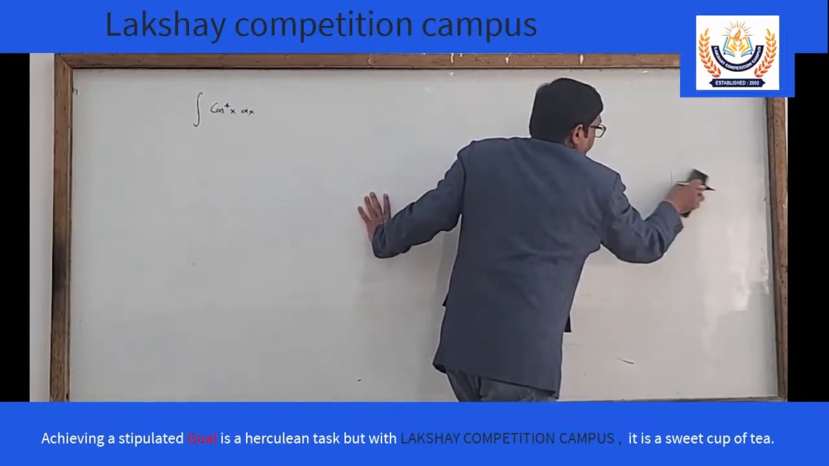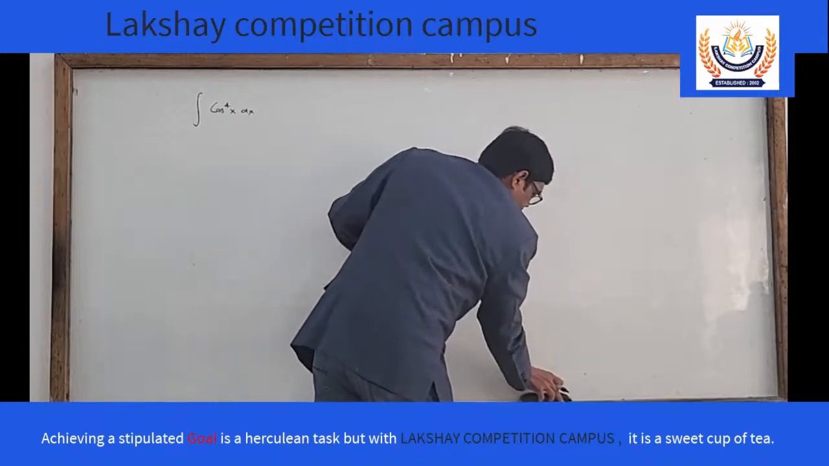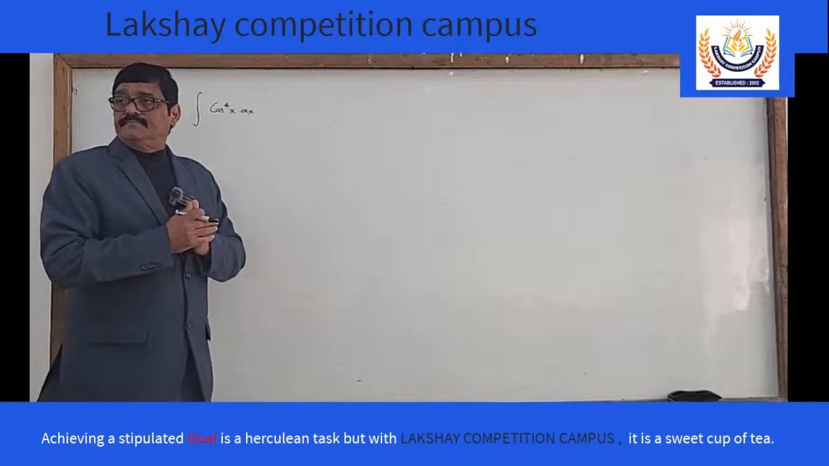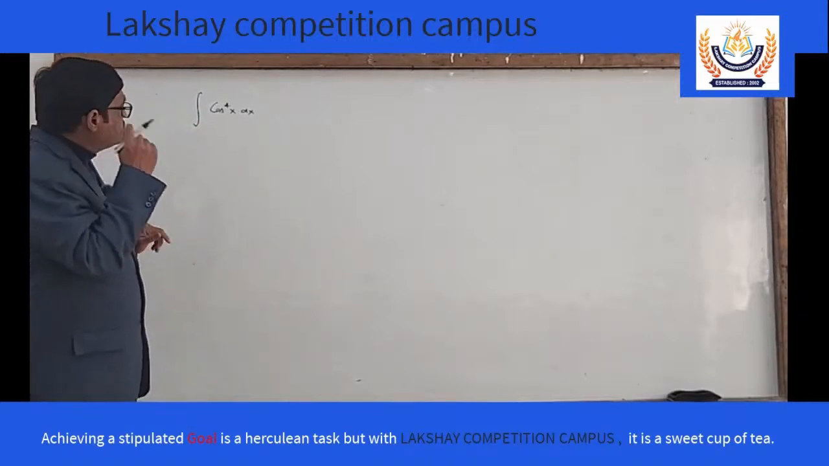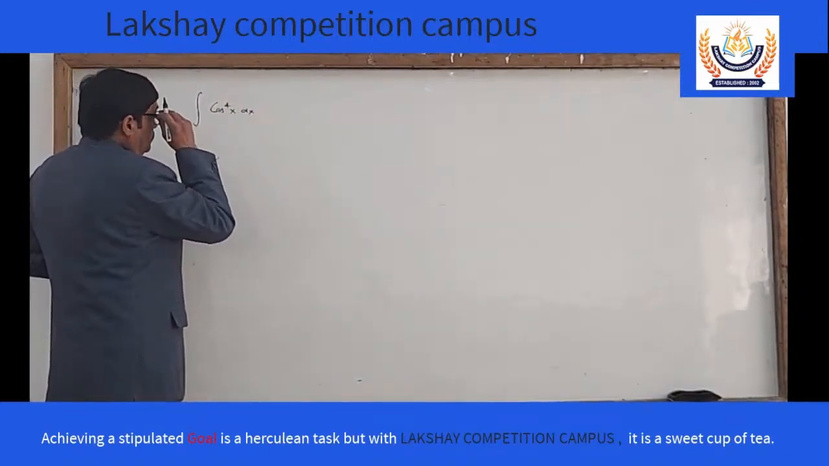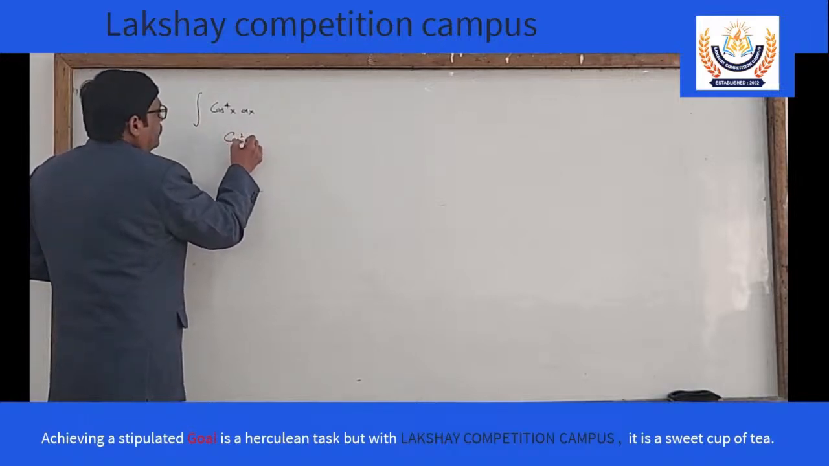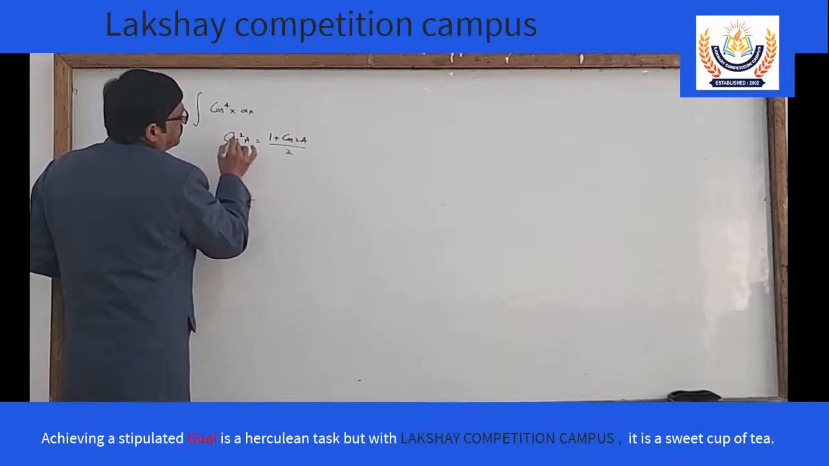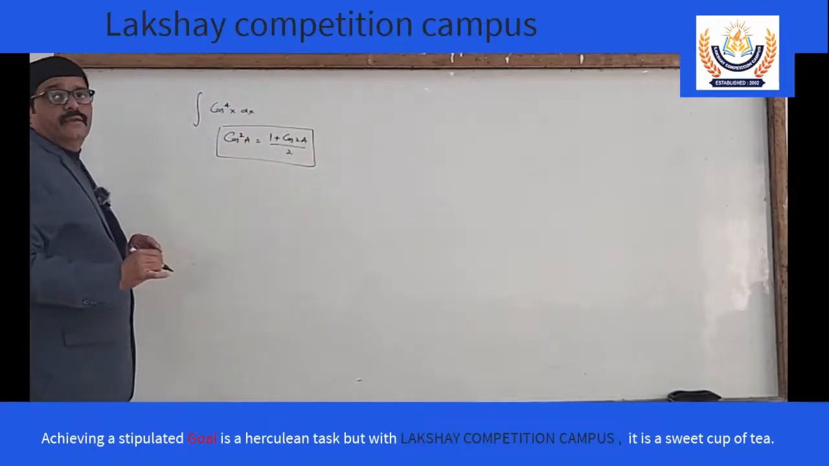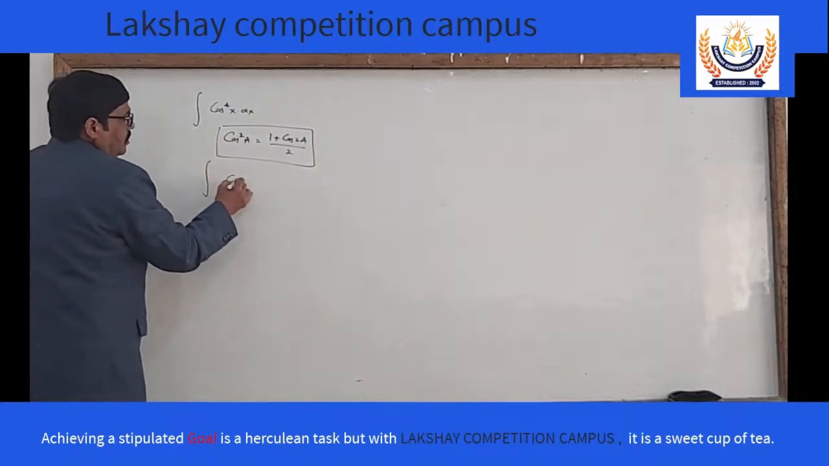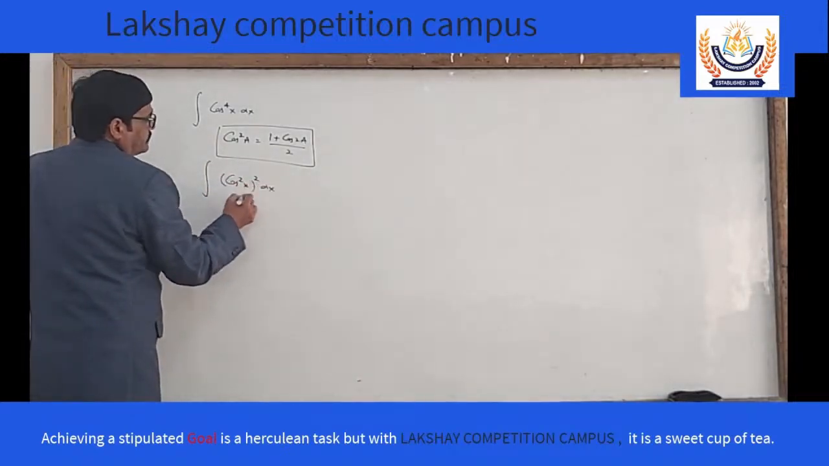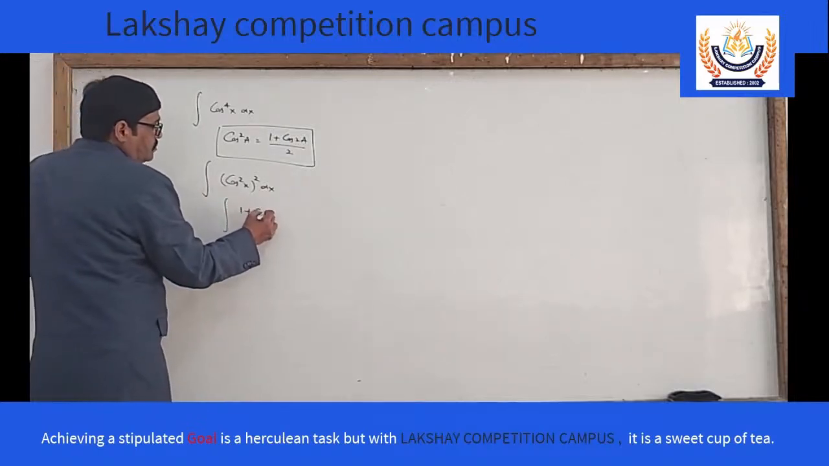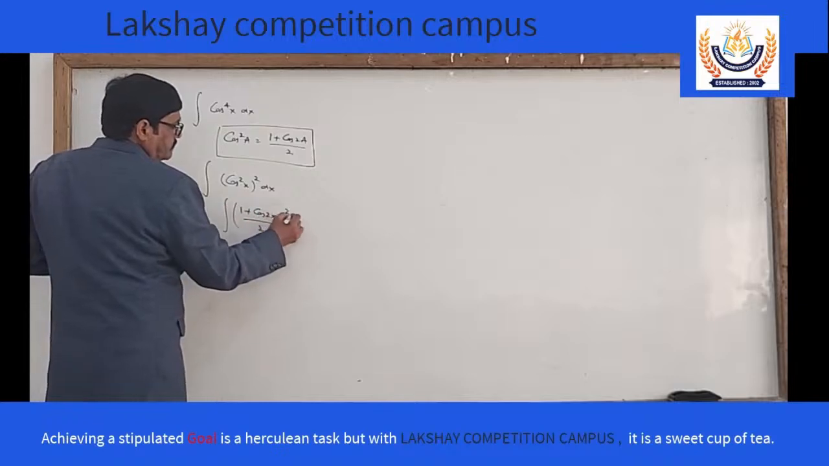So, as you see, we do not know how to find the integration of cos in powers. So first of all, you convert it. We reduce the powers. This is a formula: what is the formula for cos square A? It is 1 plus cos 2A divided by 2. We write it down: cos square x, whole square. Now what is cos square x? 1 plus cos 2x by 2.